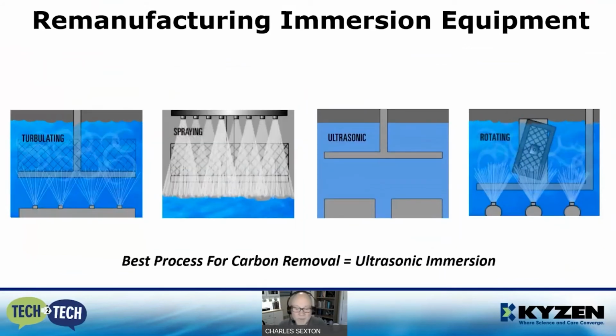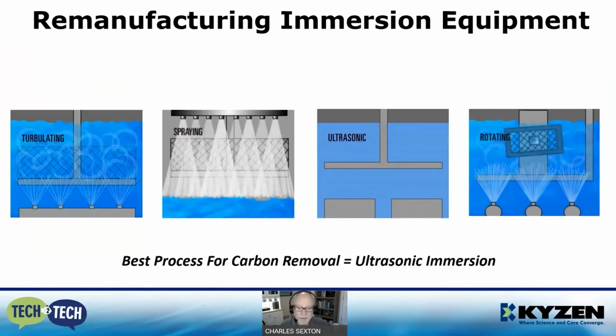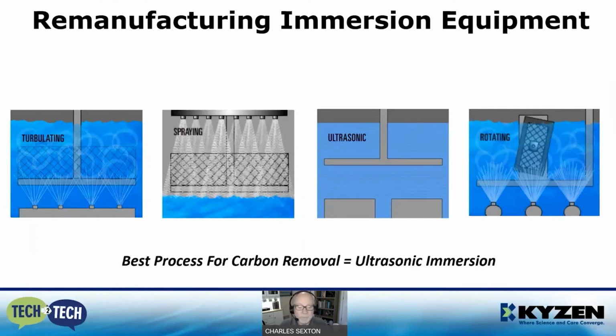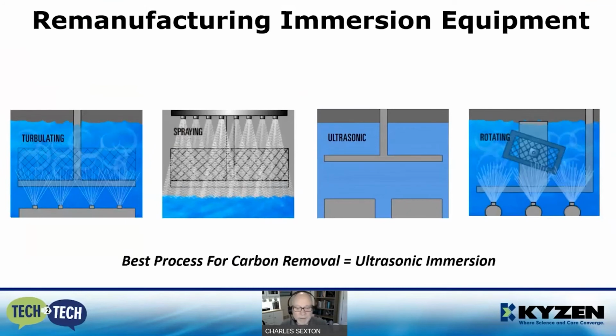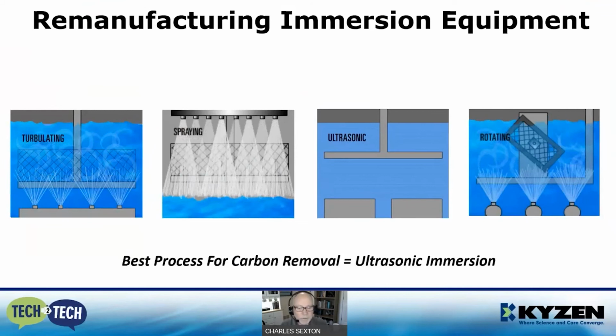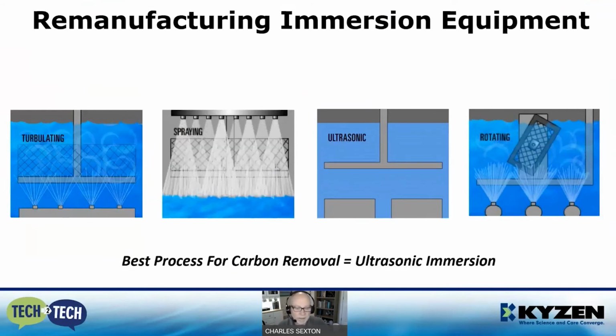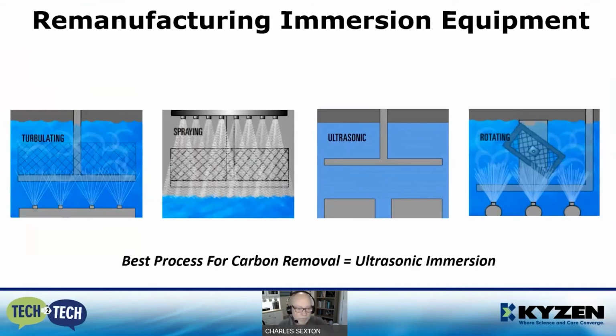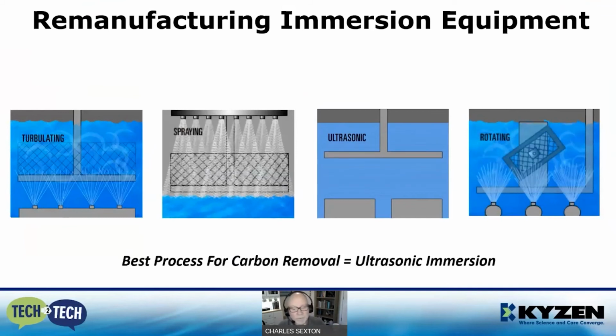The best process, once you've gotten down to where what you've got left is carbon, the best mechanical process is ultrasonic agitation, ultrasonic immersion with some type of part movement, either a vertical agitation or a rotating basket with the right chemistry.